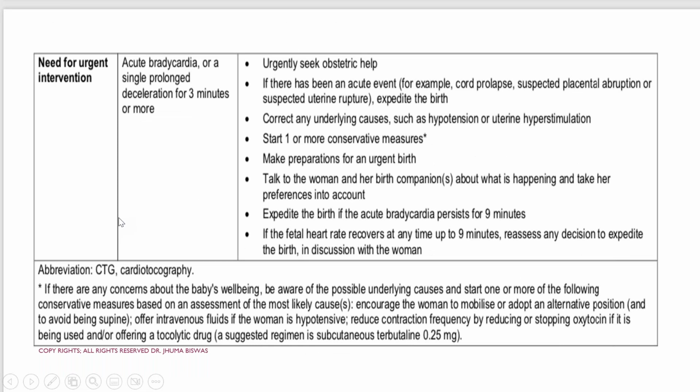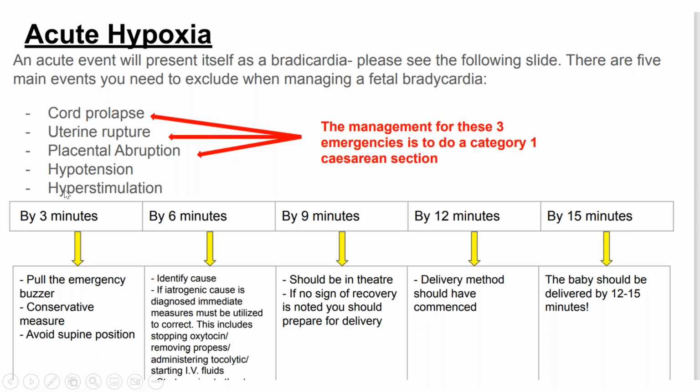But if at any point you see an acute bradycardia or a single prolonged deceleration for 3 minutes, in that situation you have to expedite the delivery. Always rule out, in case of acute bradycardia, which is the rule of 3, whether there is any cord prolapse, scar rupture, placental abruption, hypotension, or hyperstimulation. But for the first three, you always have to go for category 1 cesarean section.